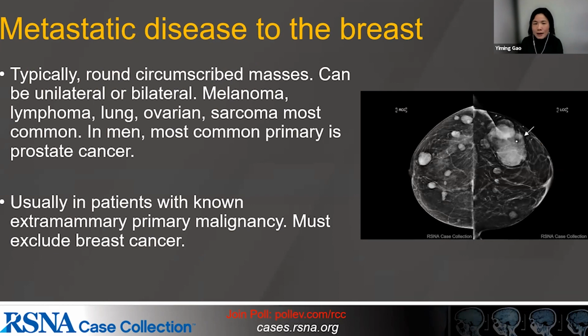But as you can see on ultrasound, these indeed are more irregular appearing masses. And most commonly, extramammary primaries that metastasize to the breast include melanomas, secondary lymphomas, as opposed to primary lymphomas, which typically is unifocal, lung, ovarian, sarcoma, and interestingly, in men, the most common primary to go to the breast is prostate cancer. And in this particular patient, usually we would already have a known history of another primary, but in this case, metastatic disease was biopsied in order to clinch the primary diagnosis. So that's this case. We can go ahead and move on to the next case.